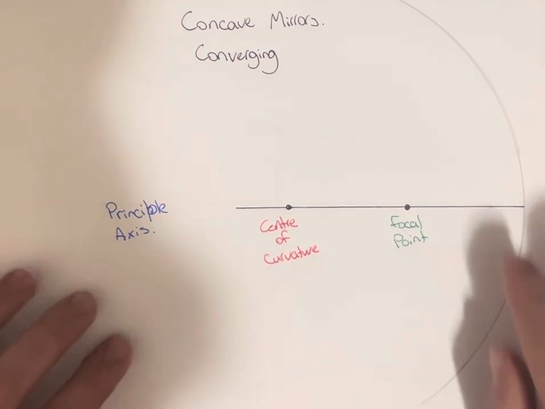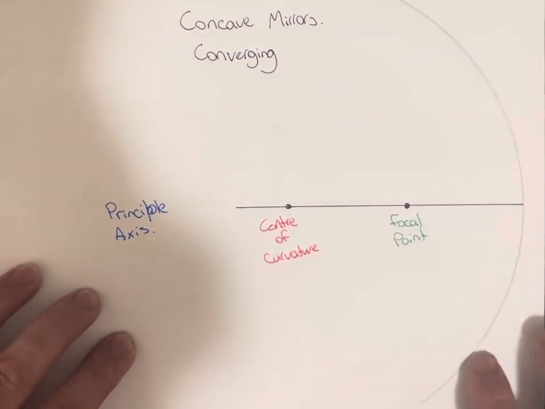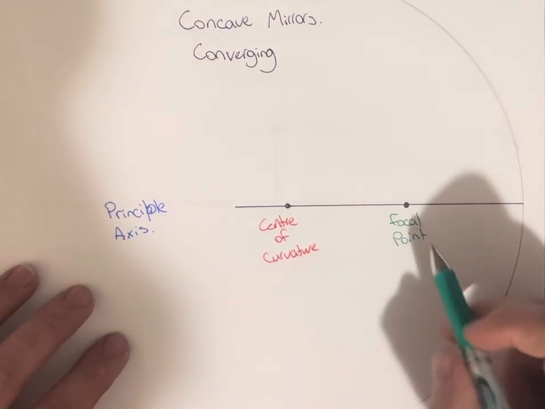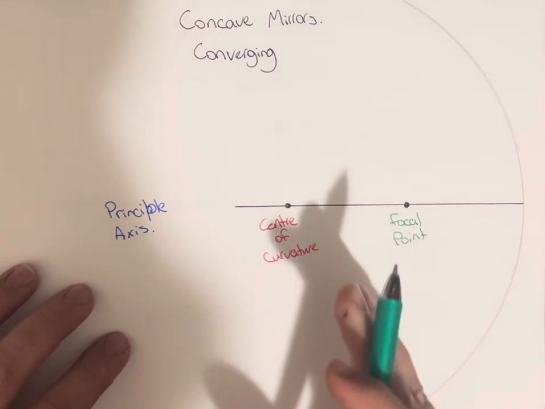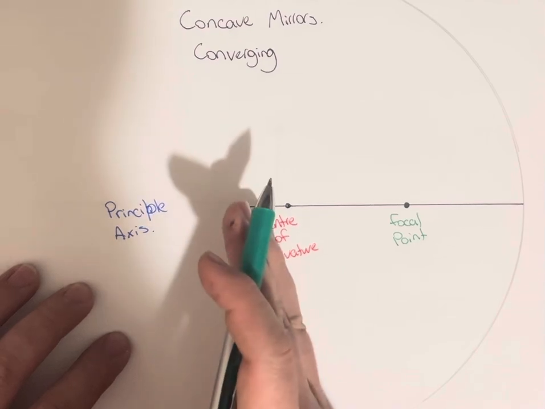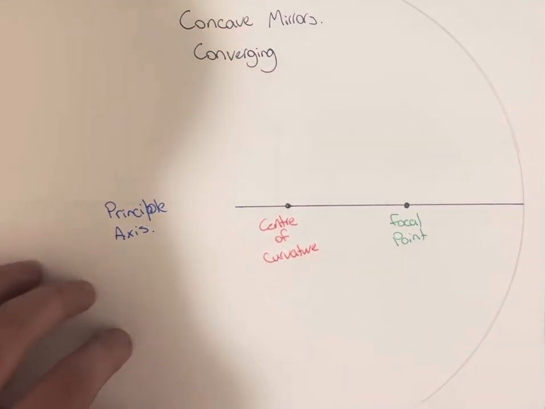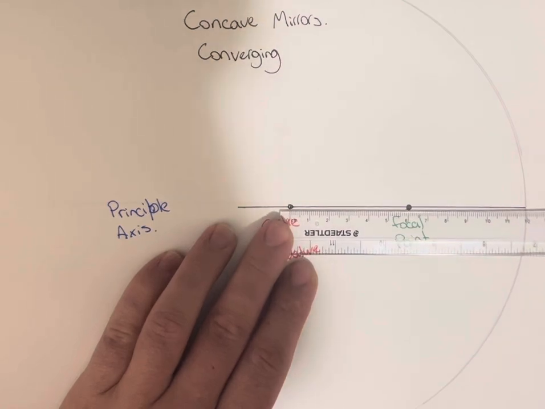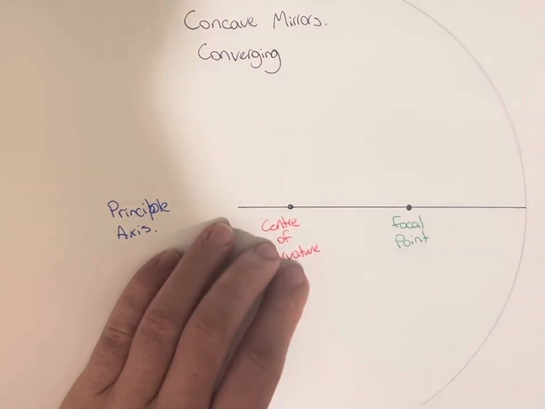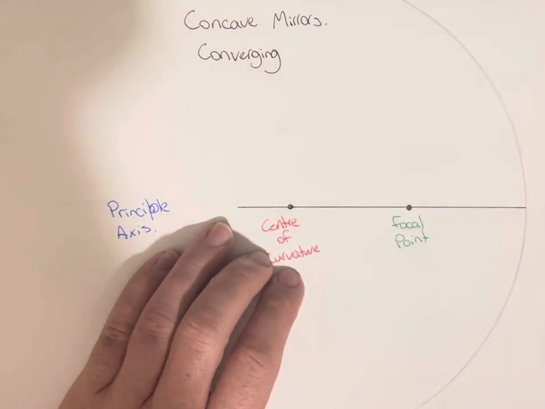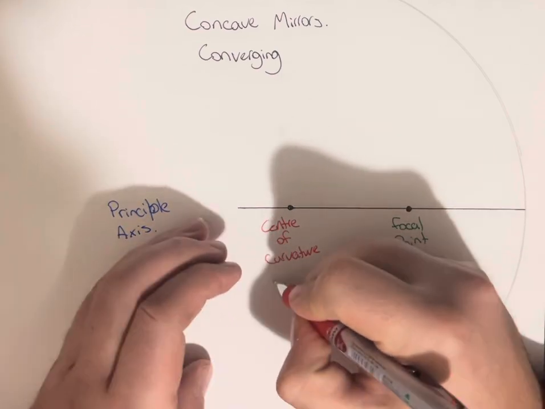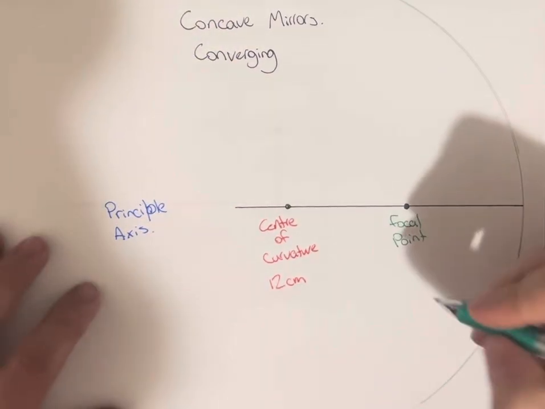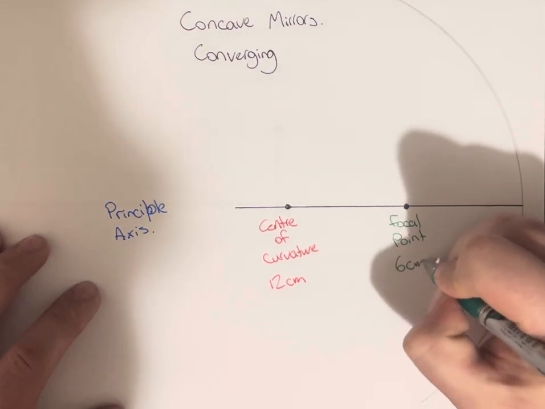However, in this situation, we're only going to use a portion of that individual circle. Now, our focal point here is going to be exactly halfway in between the center of curvature and the face of the mirror. If I take my ruler here, I can see that the center of curvature is 12 centimeters away from the mirror. So that is 12 centimeters, where the focal point is only going to be 6 centimeters away.